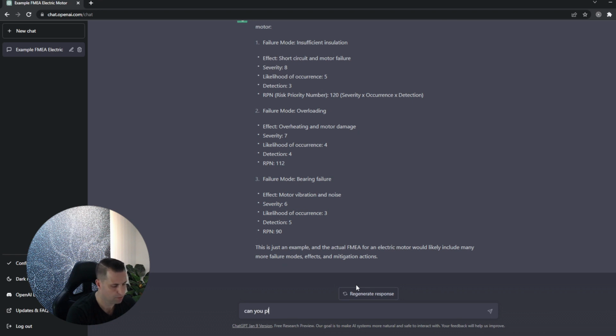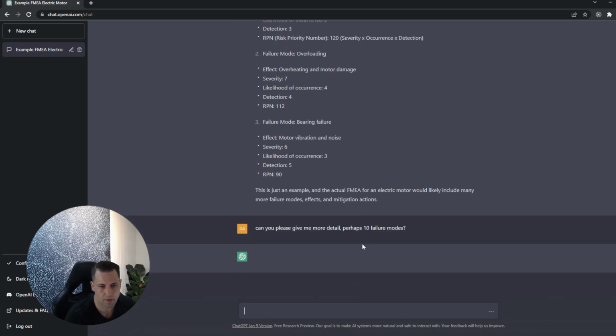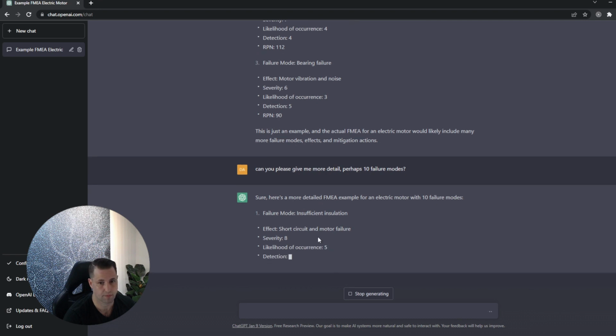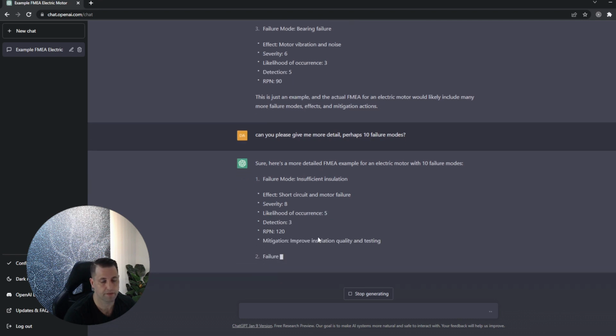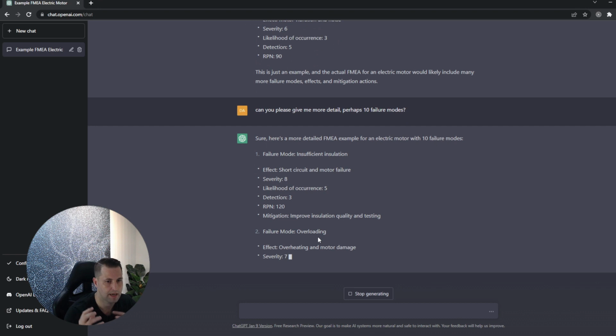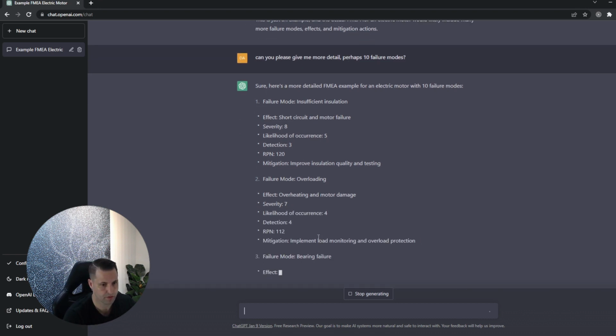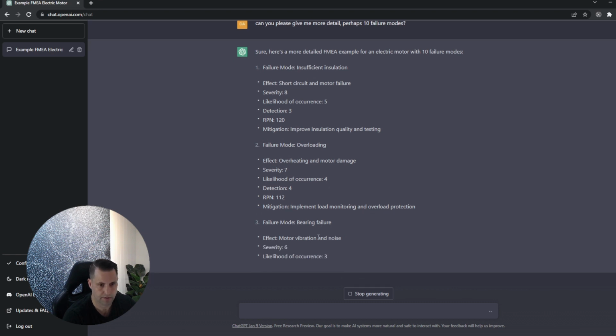So, can you please give me more detail? Perhaps 10 failure modes. Now, one thing that's really interesting with this is, as I understand it, it maintains context. So if you ask it a question previously, it'll still have that in its memory and be able to elaborate on that a bit more if you want to. So let's see if it can give us some more.